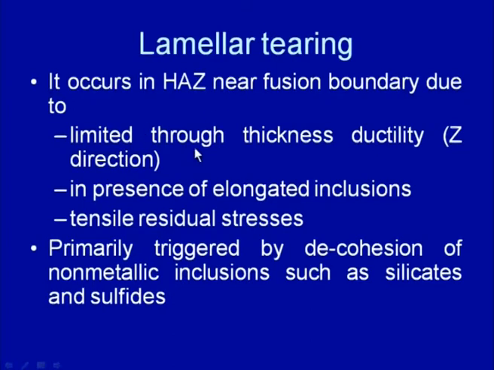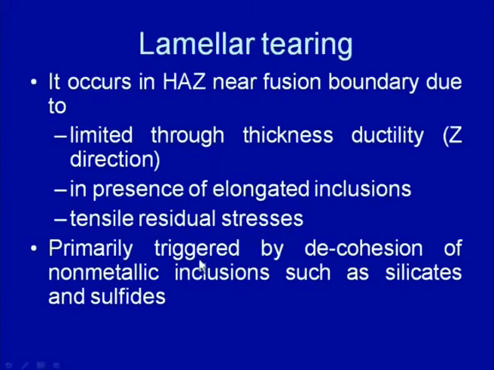and it mainly occurs due to the limited through thickness ductility. It is also called Z direction ductility, and this limited Z direction ductility is caused by the presence of elongated inclusions, which are formed due to rolling during the forming process, and the setting up of residual tensile stresses due to differential expansion and contraction during welding. This kind of cracking mainly occurs in fillet welds or T joints, and primarily it is triggered by the decohesion of non-metallic inclusions such as silicates and sulphides.